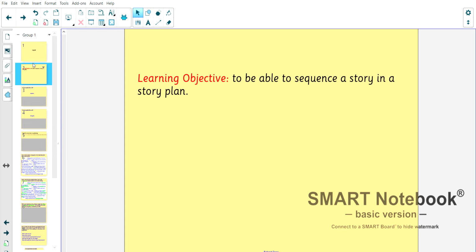Today, we are learning to be able to sequence a story in a story plan. Now, in our learning objective here, we have two keywords, the word sequence and the word story plan. Put your thinking faces on and think, do you understand these words?